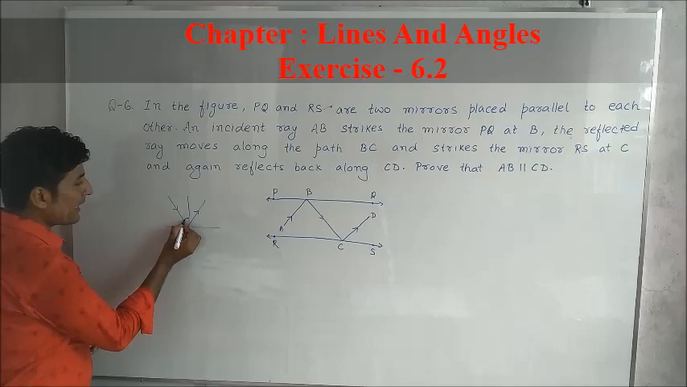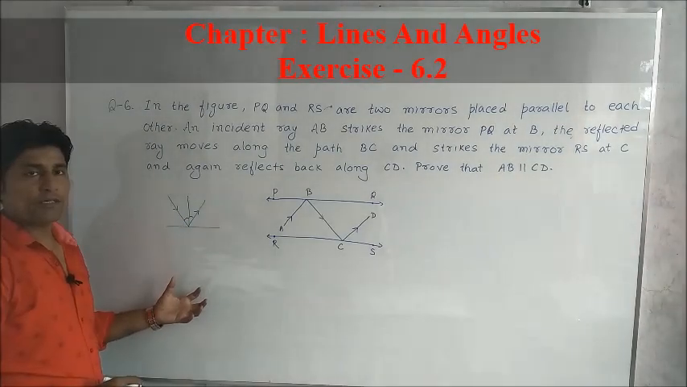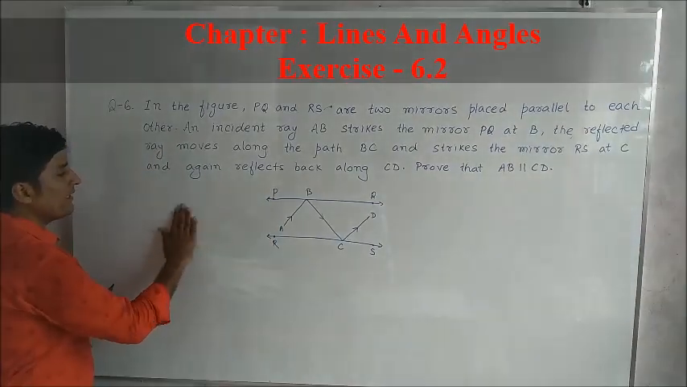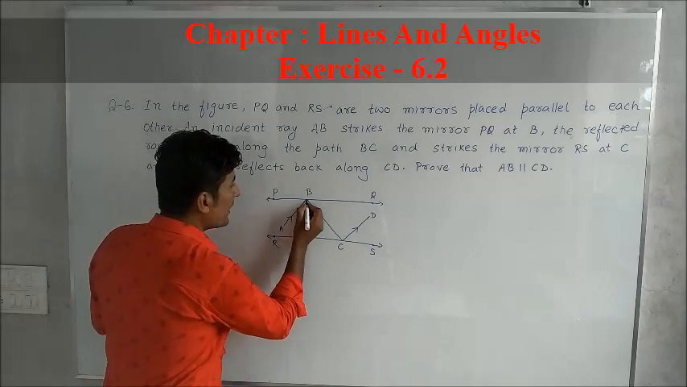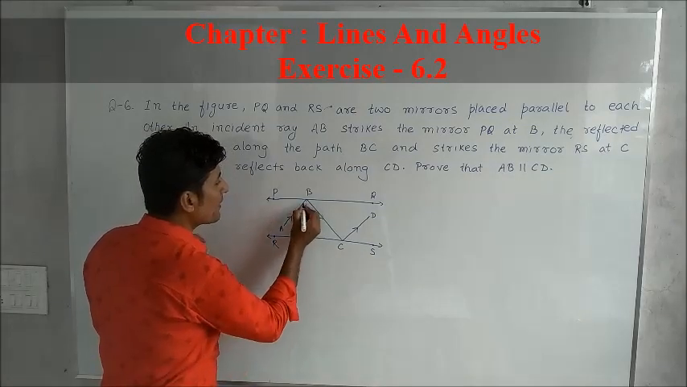The incident angle is always equal to the reflected angle. This property we are going to use here to solve this question. So let us see here. First of all, we are going to draw a normal, or you can say perpendicular, at point B.